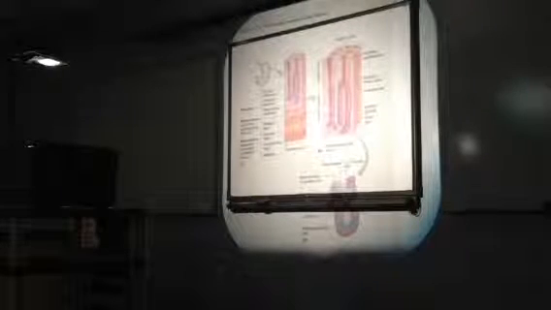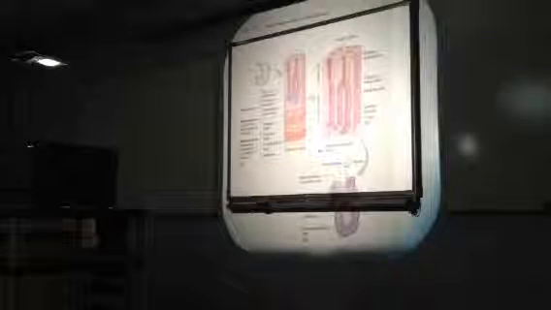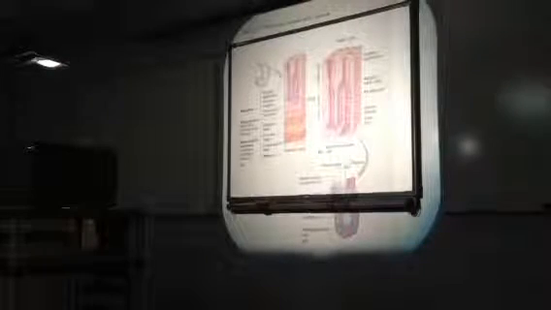But then there's one more phase that needs to kick in. It's called the intestinal phase. This accounts for between 5 and 10% of the secretions. And it begins when food first enters the small intestine.